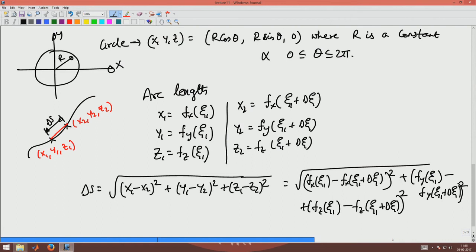Now, what I want to do is sum this delta s from psi 0 to psi n. I want to sum up all the arc lengths. So, basically now S would be the summation of delta Si, i equal to 1 to n. Now, in the limiting process I want to take the limit n tending to infinity.